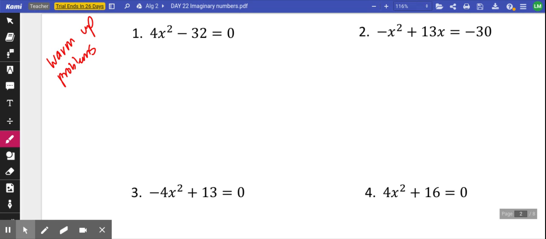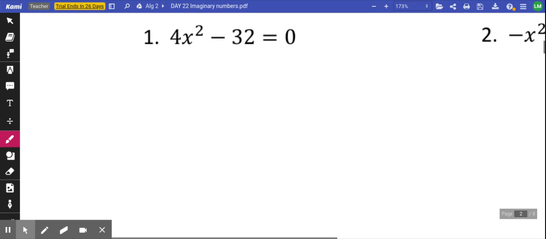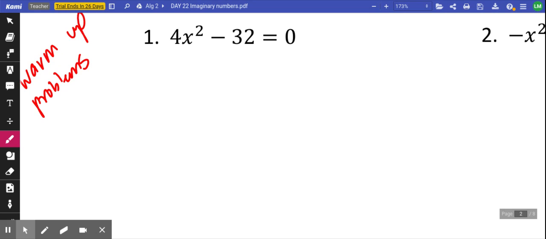Here we go. Number one, you should start to recognize these patterns of how we solve this quadratic. This one, we just have an x squared term and a constant. So this one I'm going to solve by taking a square root on both sides. So I'm going to isolate that x squared. Let's add 32 to both sides. We get 4x squared equals 32. Continue to get that x squared by itself, divide by 4. I get x squared equals 8.